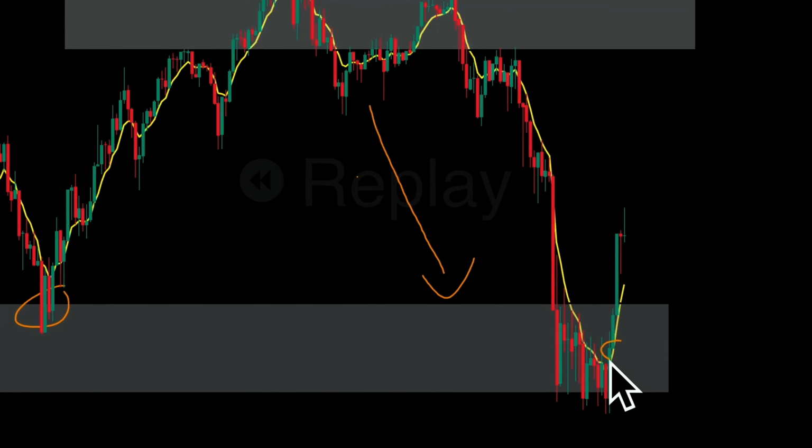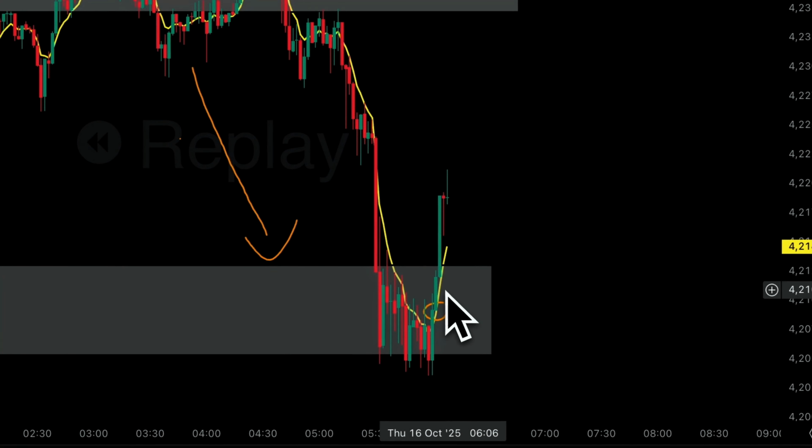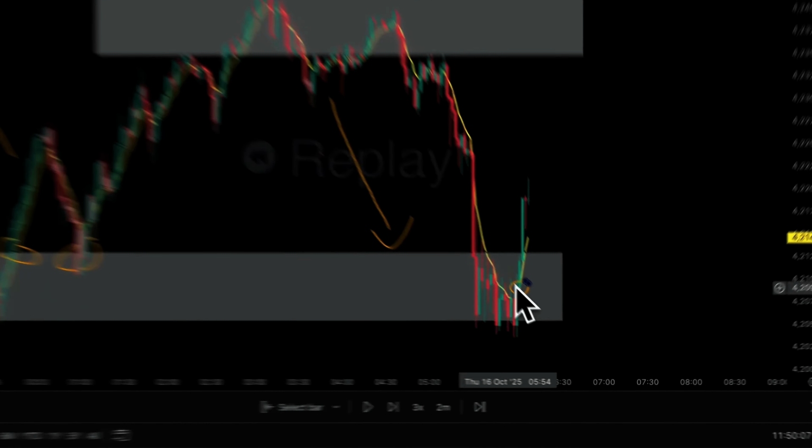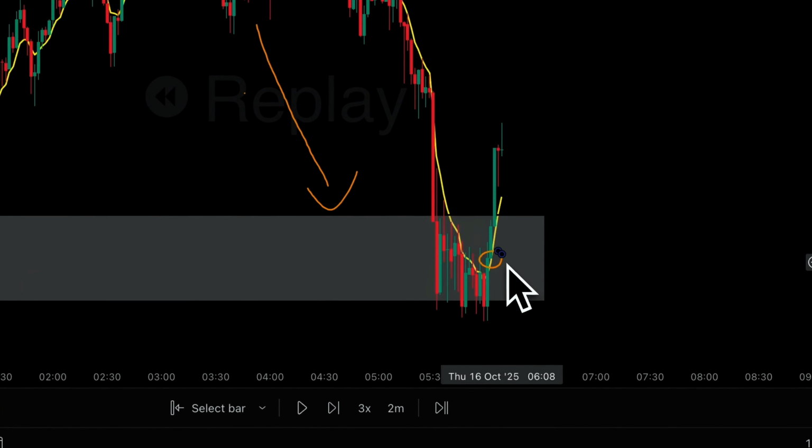At the close of this 2-minute candle, we moved back above the 7-period moving average. Generally, when we're below it, it's bearish. When we're above it, it's bullish. So what we're interested in is this breakout to get back into a buy position.